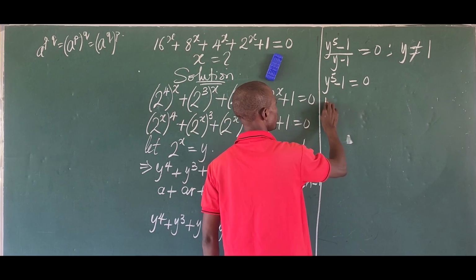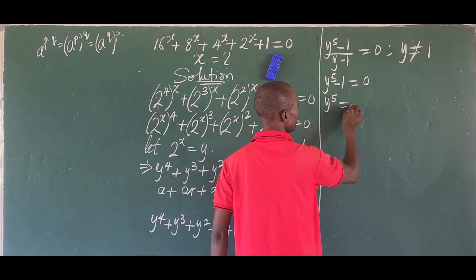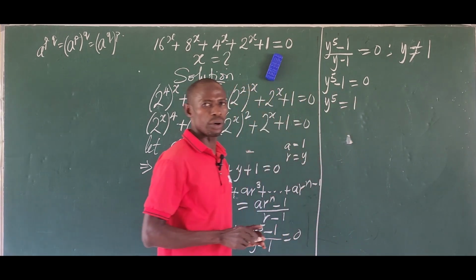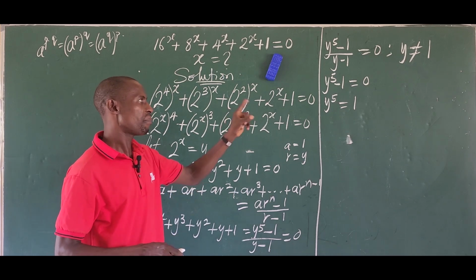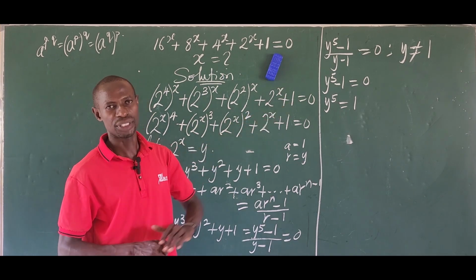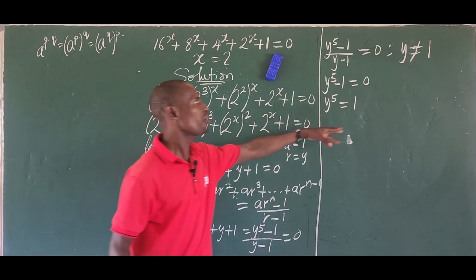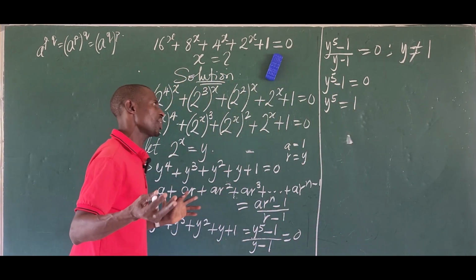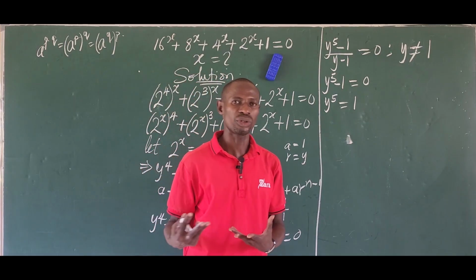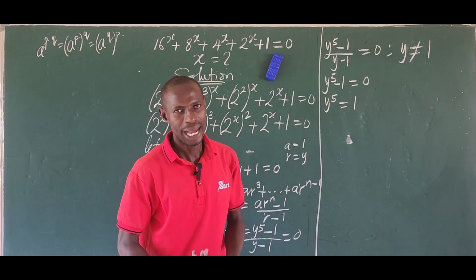Move this to this side of the equation, so we have y to the power of 5 is equal to positive 1. Never make the mistake of taking the fifth power of both sides of the equation. Why? Because that will give us 1, and we've said that y cannot be equal to 1. So what we do here, we think of another method of solving for our y. And what is that method?